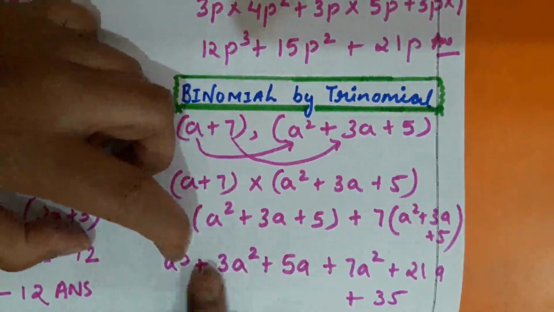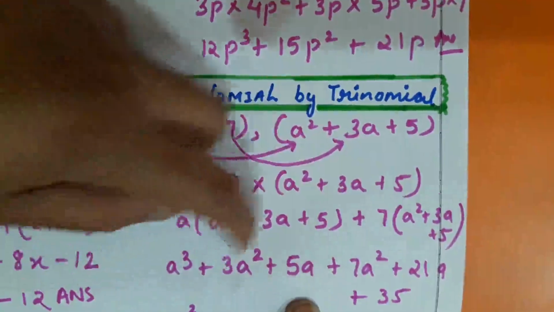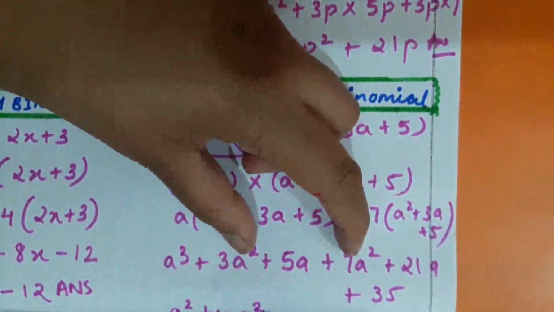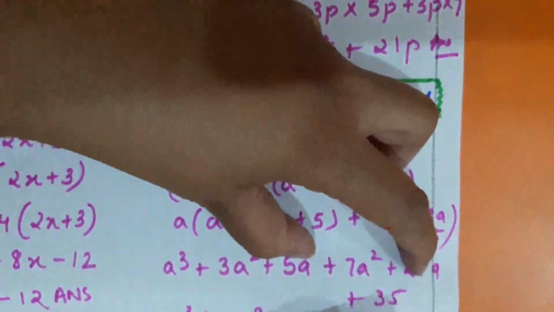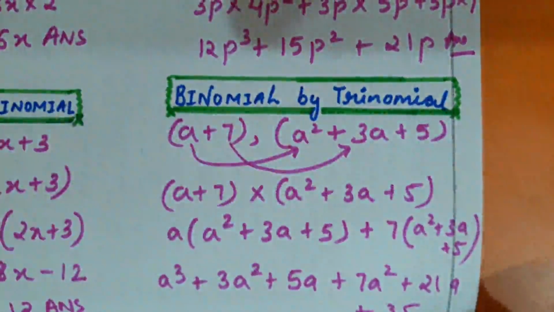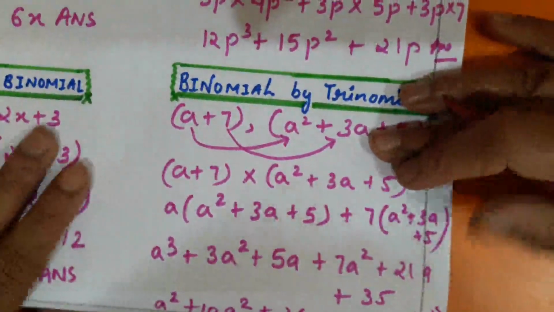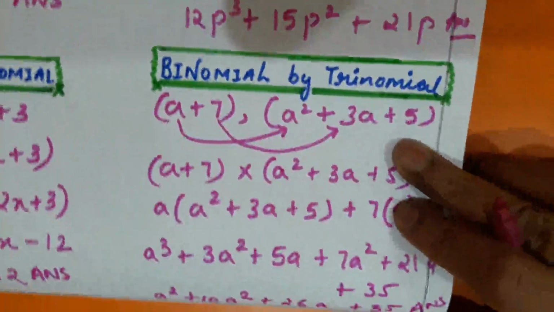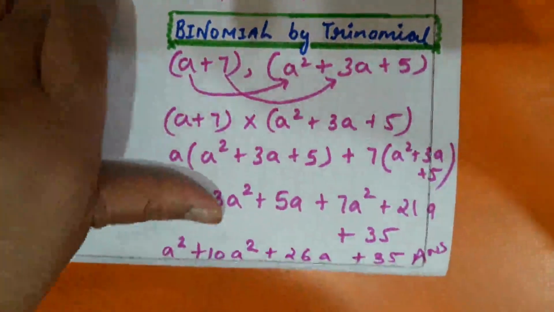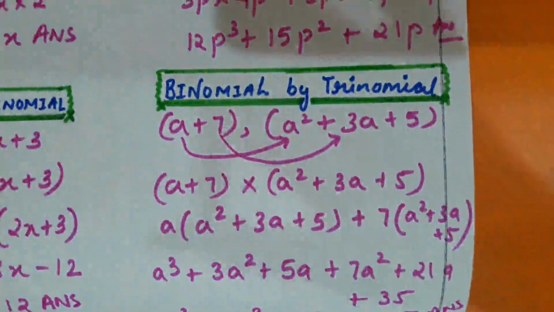Now this a cube is not repeating in this expression, so write a cube. Now 3a square plus 7a square, both are like terms. We can write 10a square. 5a plus 21a gives you 26a plus 35. Okay, so in this way you can easily solve the above expression. So this is the example of binomial by trinomial. Okay, so in this way you will get the answer. Let's move to the next topic.